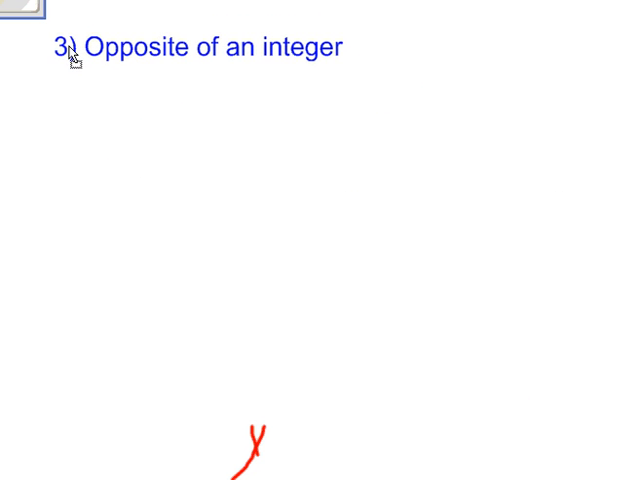Here is problem number 3. We need to explain how you find the opposite of an integer. Well, if a number is -5, the opposite is +5. So all you do is change it from a positive to a negative, or if it's negative, change it to a positive.